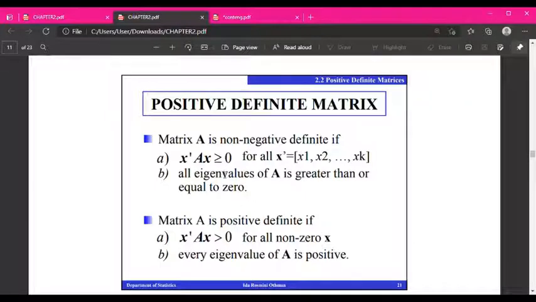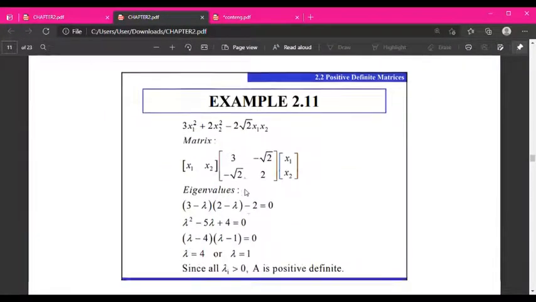Okay, kalau semua eigenvalue untuk matrix tadi tu adalah positif, so we can say that the matrix A adalah positive definite. If one of the eigenvalue tadi equal to 0, so we can name that the matrix A tadi adalah non-negative definite. Let's see the example here.